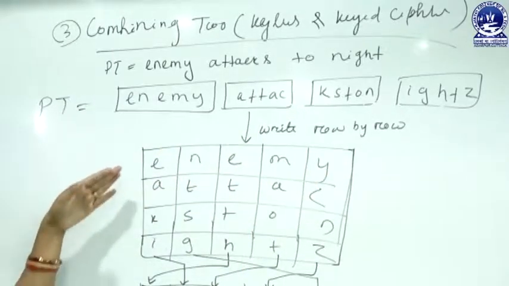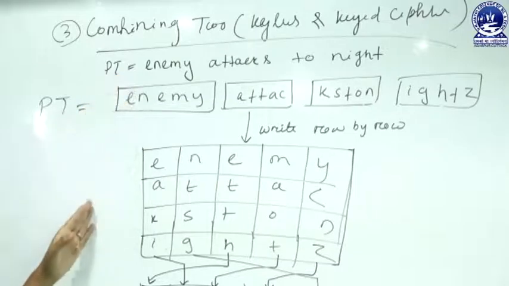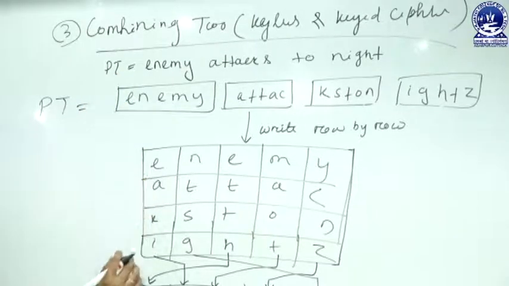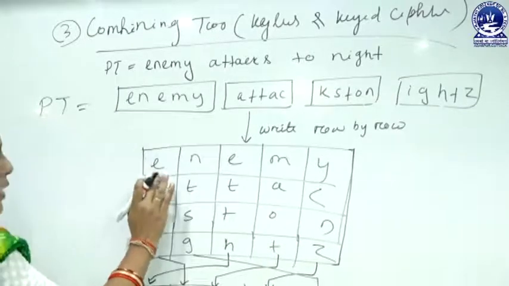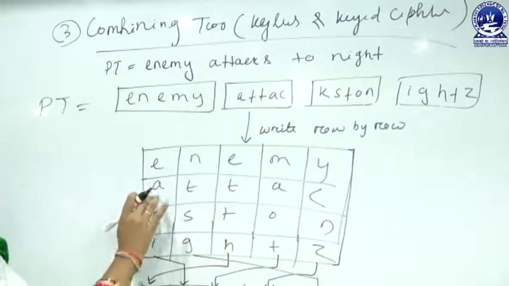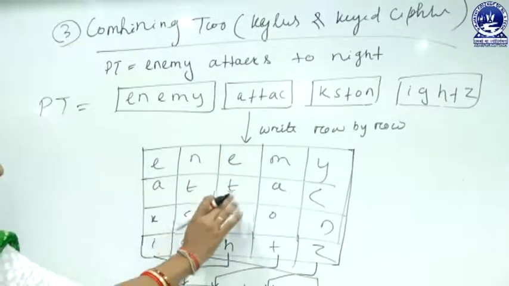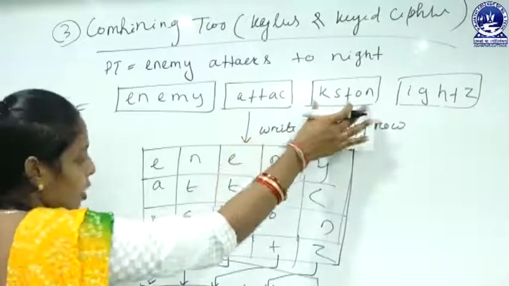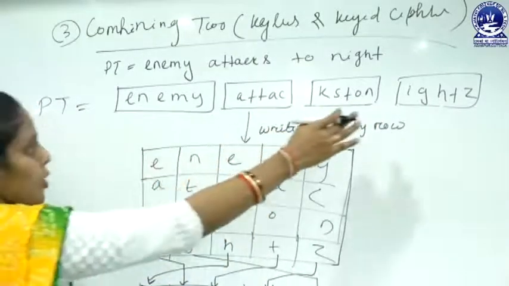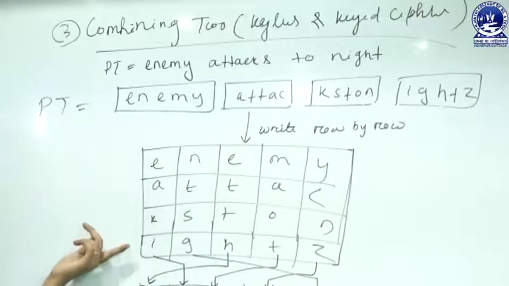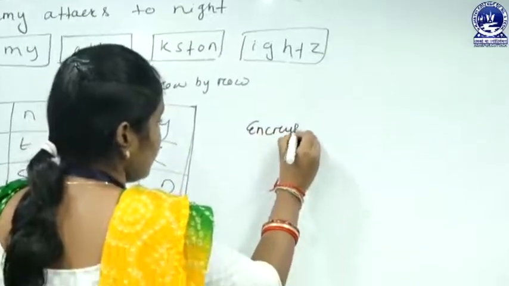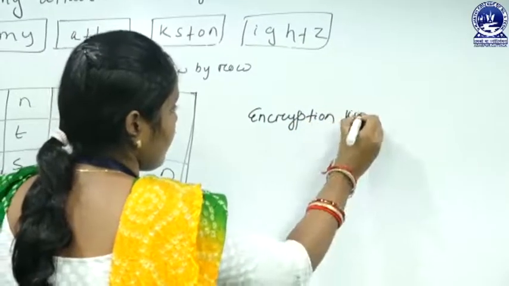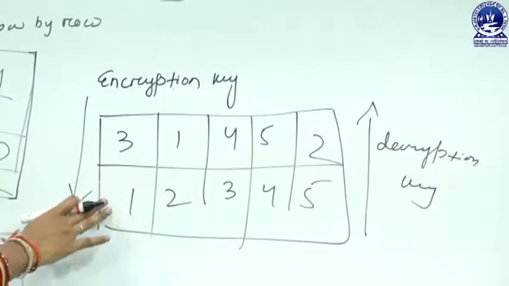After that, you fill these blocks into a table row by row. Here in this table, the first block is filled row by row, that means that is E N E M Y. Then the next block is the second row, that is A T T A C. Then the third block is in the third row and the fourth block is in the fourth row. After that you use the encryption algorithm. Here the encryption algorithm or encryption key is here. This is the encryption key.